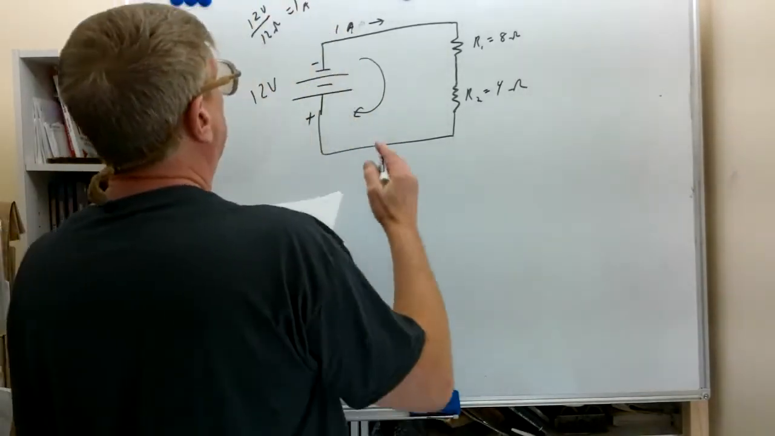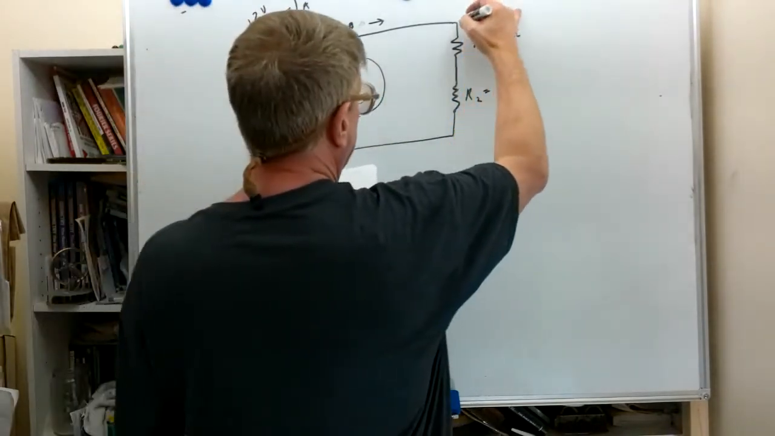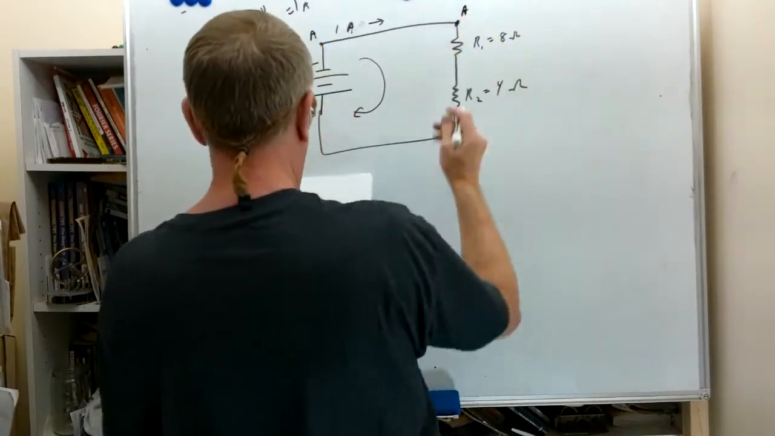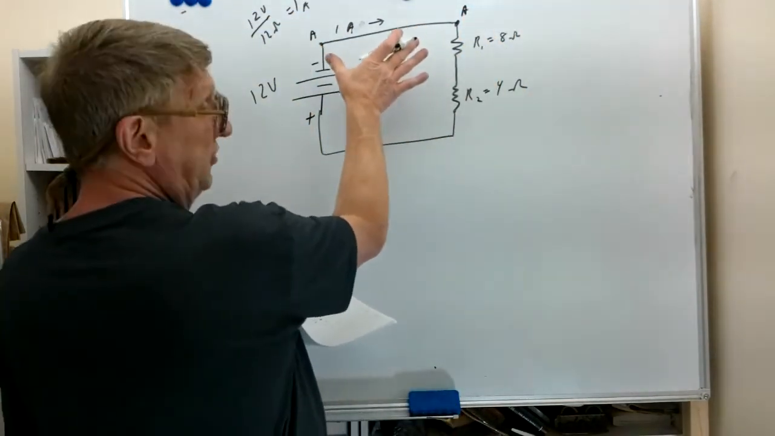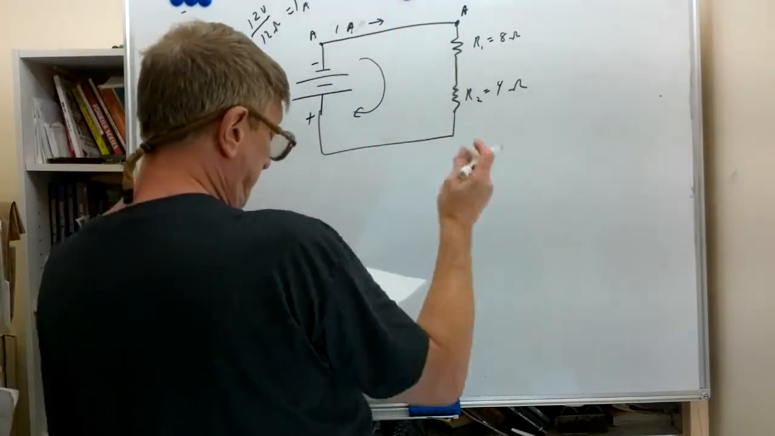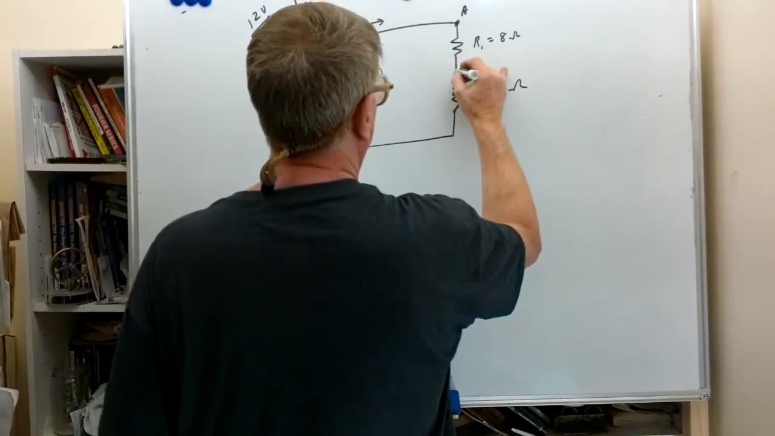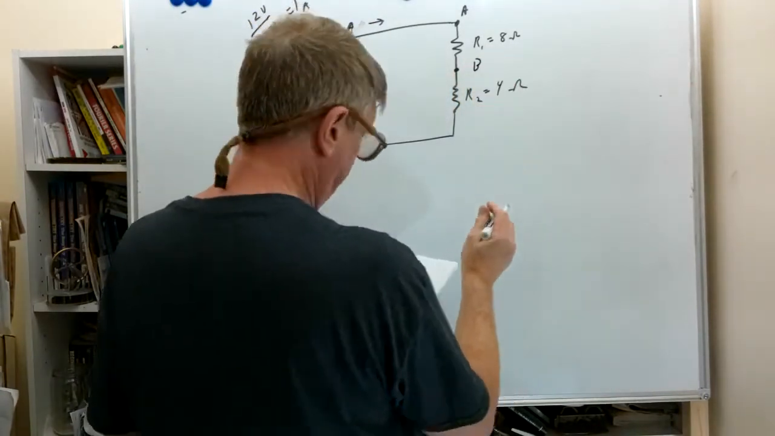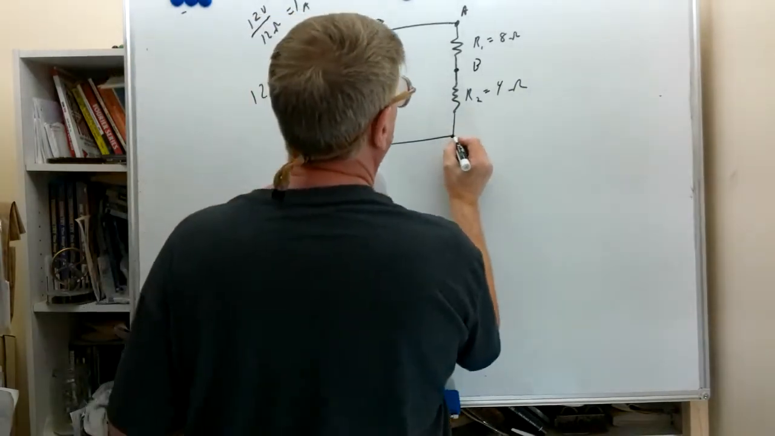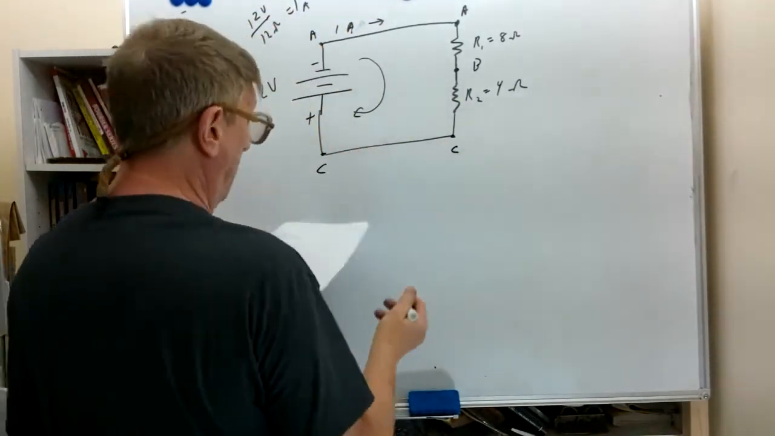We're going to label these points. We'll call this point A. This over here we'll also call point A, because the resistance in that wire is essentially 0. We'll call this point B, and we have point C, which is both ends of this wire.